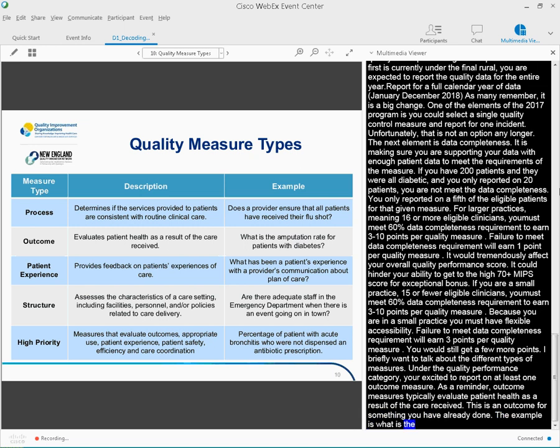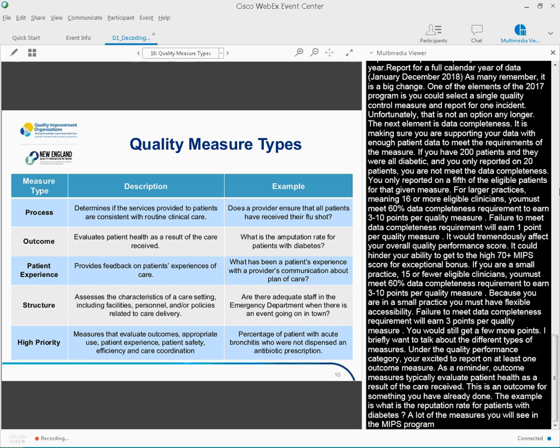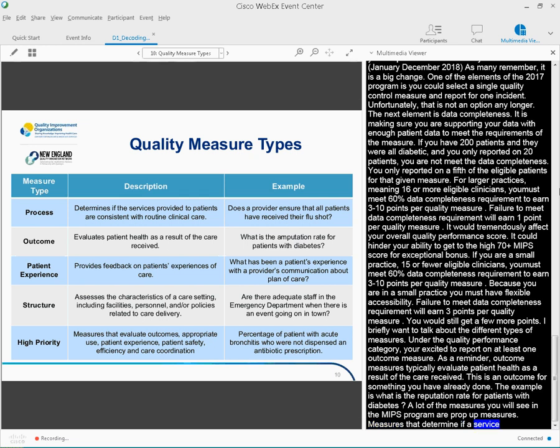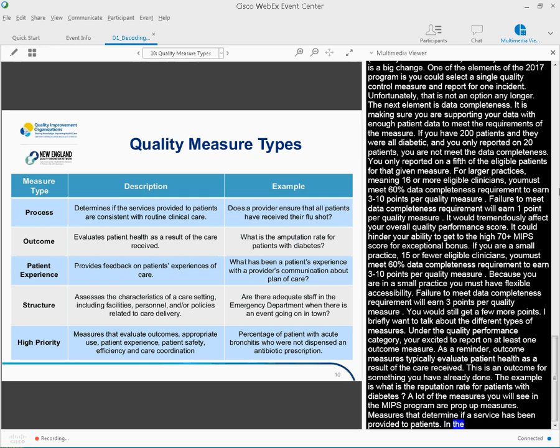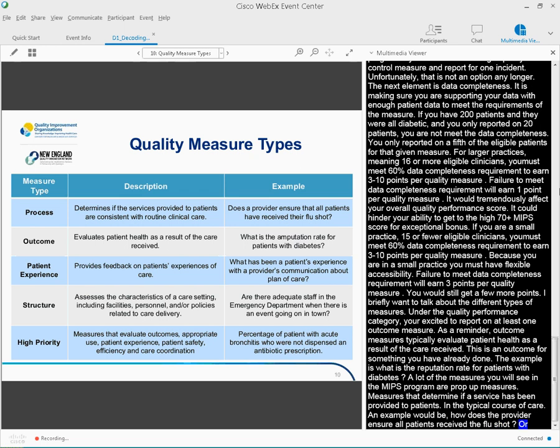A lot of the measures that you'll see in the MIPS program are process measures. Those are measures that determine if a service has been provided to patients in the typical course of clinical care. An example would be, how is that provider ensuring that all patients receive their flu shot or pneumococcal vaccine or mammogram or colorectal cancer screening, anything to that effect.